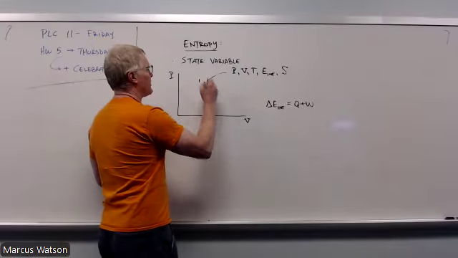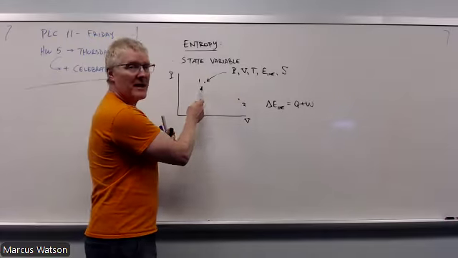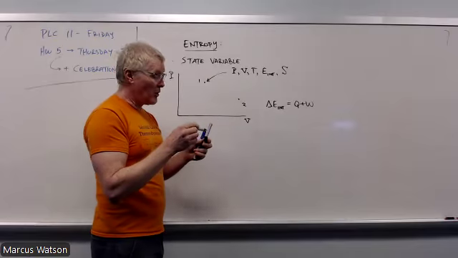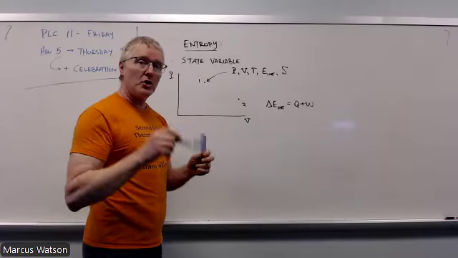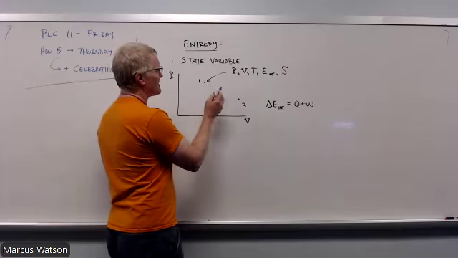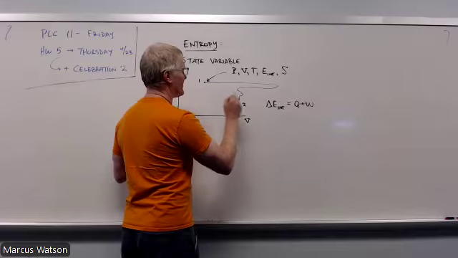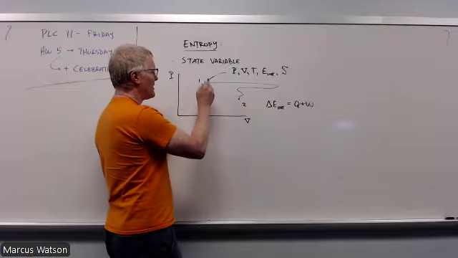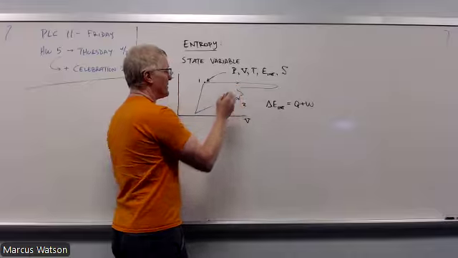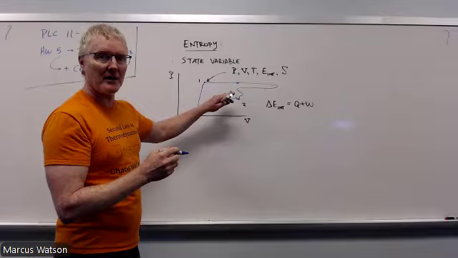So if I call this state 1 and state 2 over here, there's a definite internal energy difference between the two states, and that won't change. What could change, however, is the heat transferred and the work done based on the different paths I take. If I take a path that looks like this, that's going to be a certain amount of work. If I go down this way and then this way, that's a different amount of work, because the work is the area underneath these things.